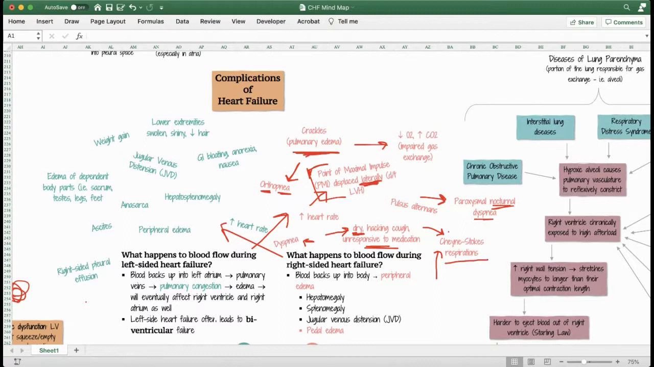If you remember, that's the one where your breathing gets deeper and deeper and deeper, and then it gets shallower and shallower and shallower, and then you have a period of apnea, and then it starts over again. Okay, so just in case they describe it on a test, you have to know it's Cheyne-Stokes.